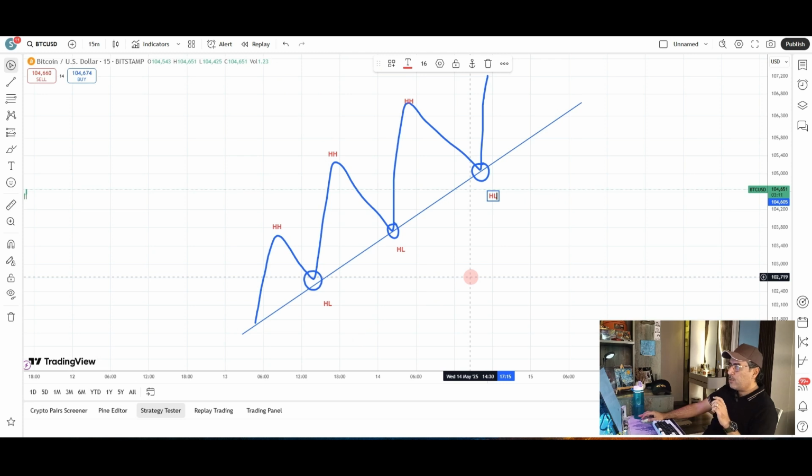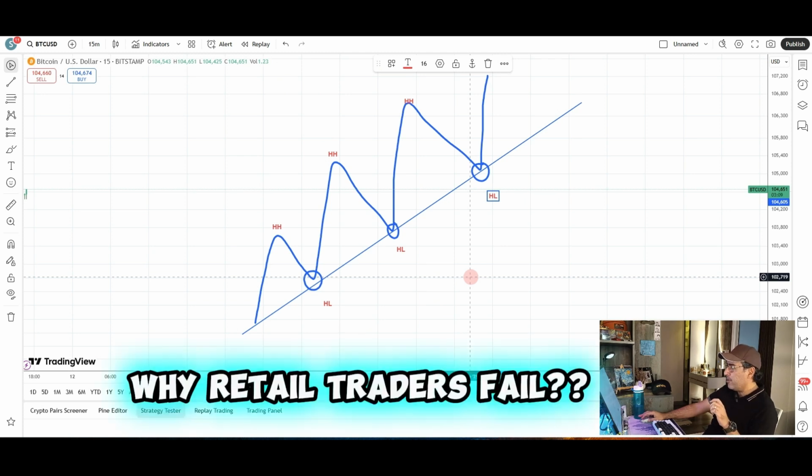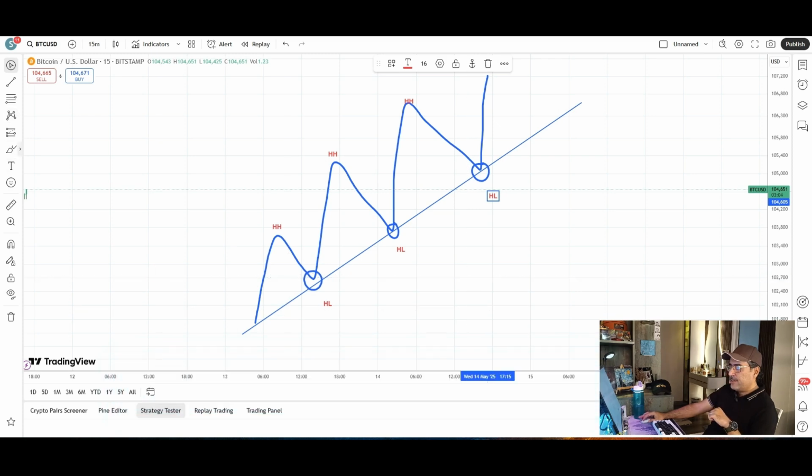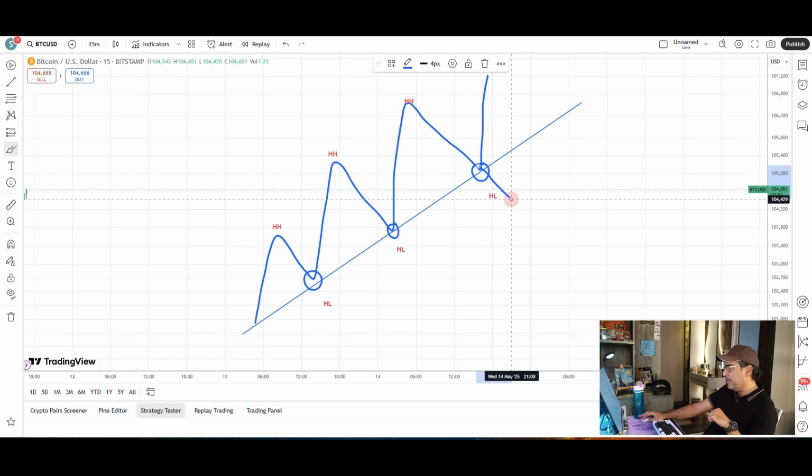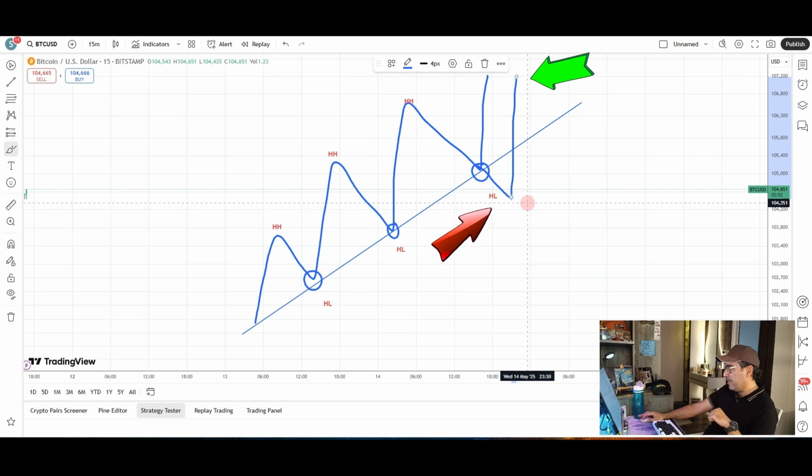But here is a question: why do most of the retail traders fail? Here is a scenario you need to watch very carefully. What if the market penetrates the trend line like this and then it moves up? What do you say? That this is a selling opportunity, or this is the break of structure, or this is the break of the trend line? No.